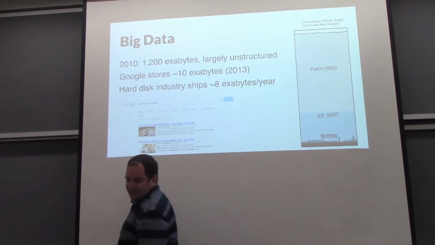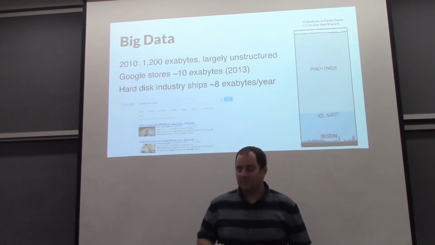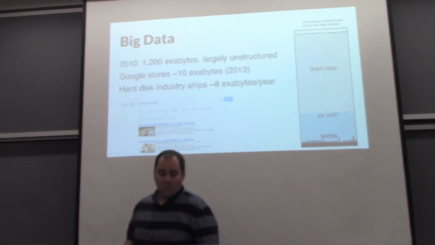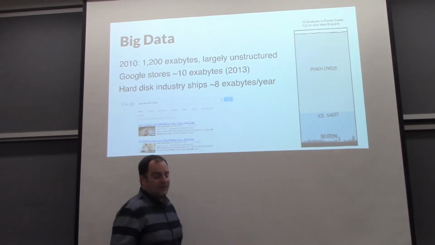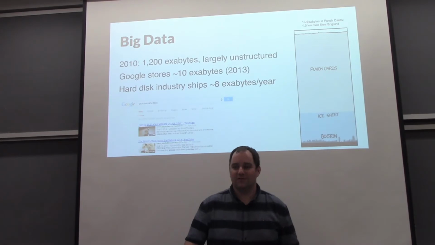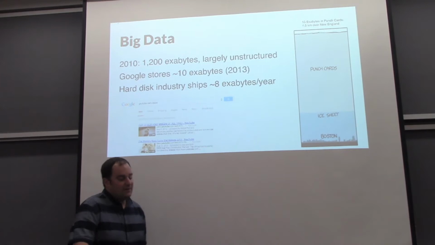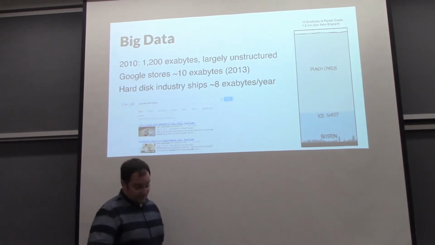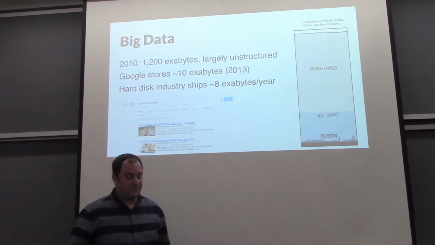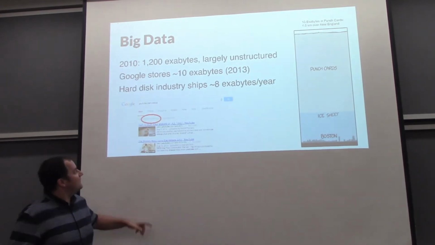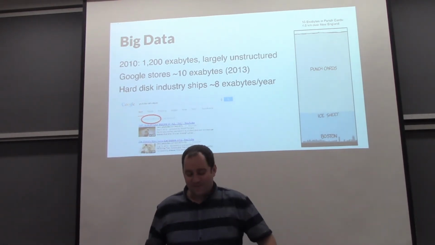So everybody's talking about big data, but what does big data really mean? This is just a couple of things to give you a sense of how much data we produce. This is a little old, but in 2010, humanity produced about 1,200 exabytes, which were largely unstructured, things like videos, images, text. Google stores about 10 exabytes, and the hard disk industry ships about 8 exabytes a year. And this slide is about 3 or 4 years old, so I wouldn't be surprised if that is quite different nowadays. And if you just Google for cat videos, you'll see some trillion cat videos in the search results. So there's plenty of data out there for you.